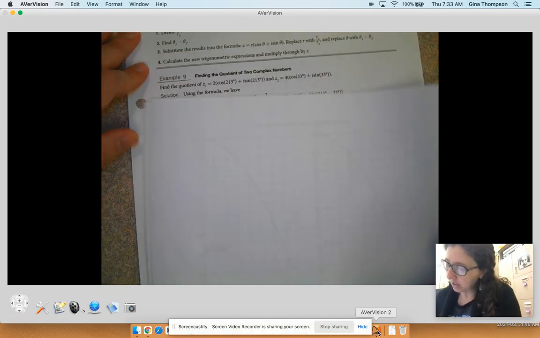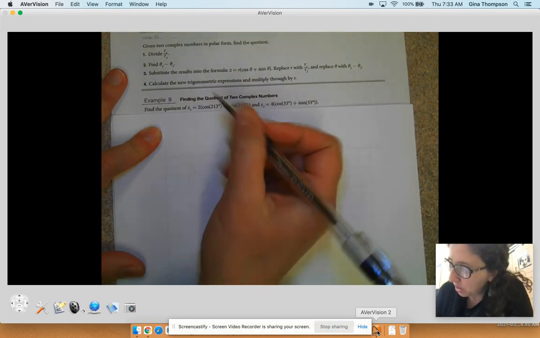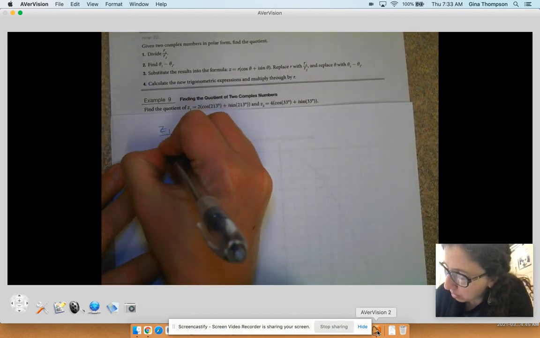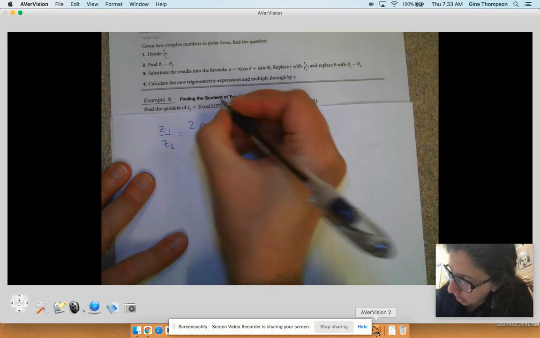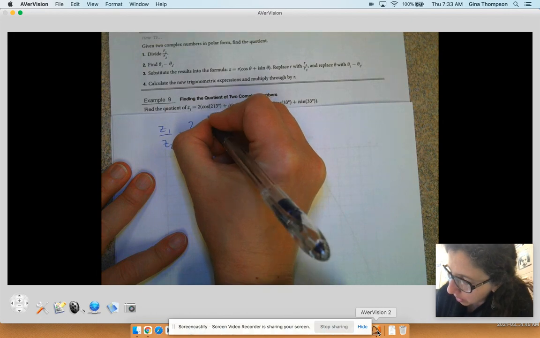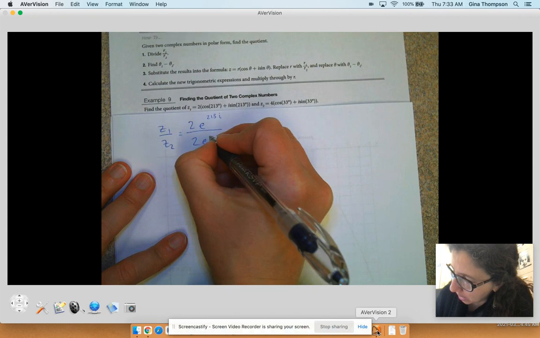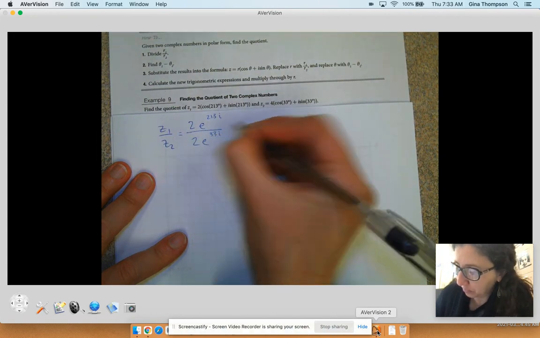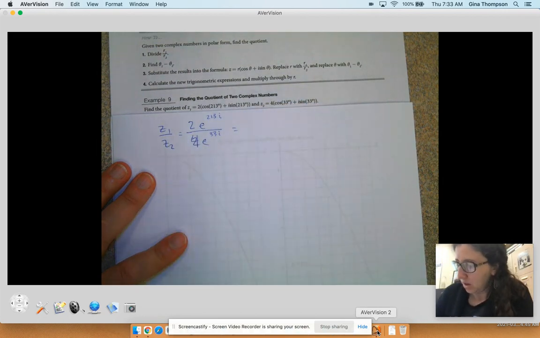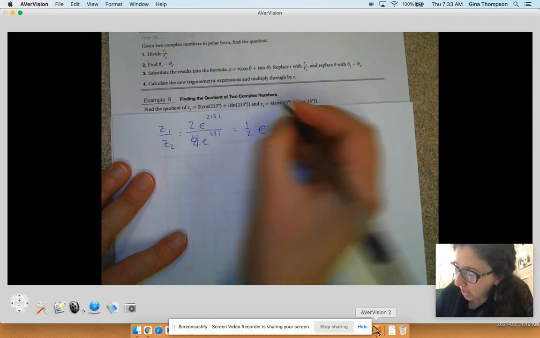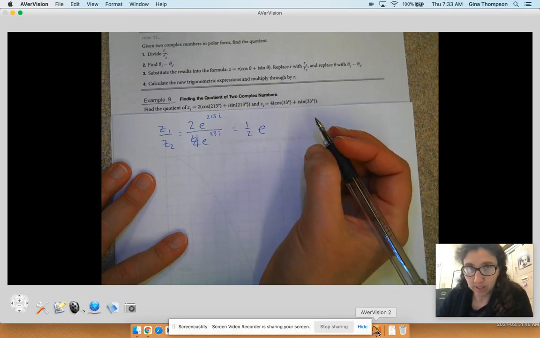Okay, so let's try another one. With quotients, find the quotient of these two numbers. So z1 divided by z2. We could write this as 2 e to the 213i divided by 2 e to the 33i. Oh wait, sorry, 4. It's 4. This is going to be 1/2 e, so 213 minus 33 is 180, right? Is that true? Let's get this right this time. Yes.